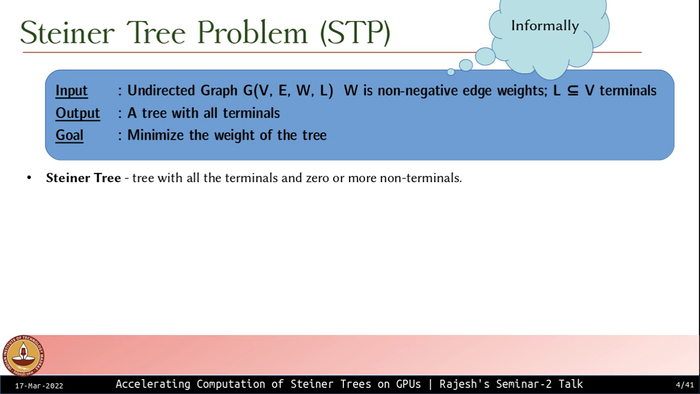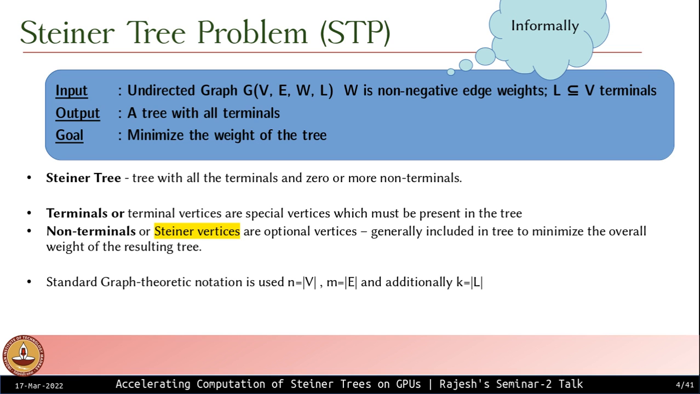We call it a Steiner tree because it contains all the terminals and possibly zero or more non-terminals. So the first question that comes to our mind is, what are terminals? Terminals are special vertices which must be present in the tree. Then what are non-terminals? Non-terminals are also called Steiner vertices, which are generally included in the tree to minimize the overall weight of the resultant tree. We use the standard graph theoretic notation N and M for the number of vertices and edges. In addition, we use K to denote the number of terminals.